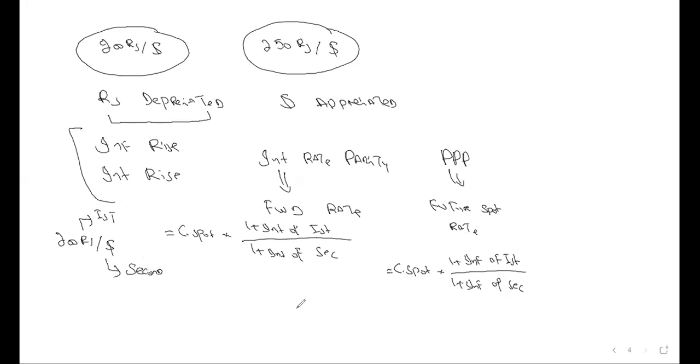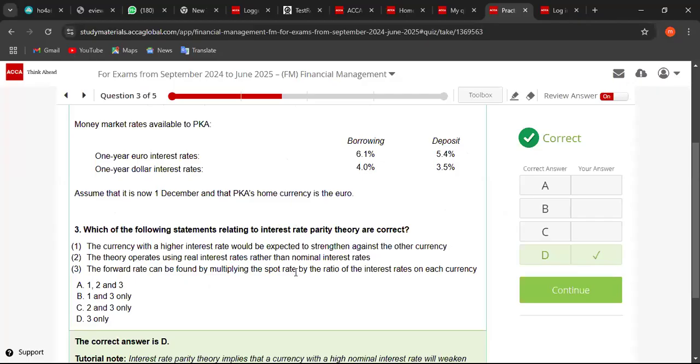So the third statement, which was stated in the question, is correct. That the forward rate can be found by multiplying the spot rate by the ratio of interest rates on each country. Yes, that is accurate.